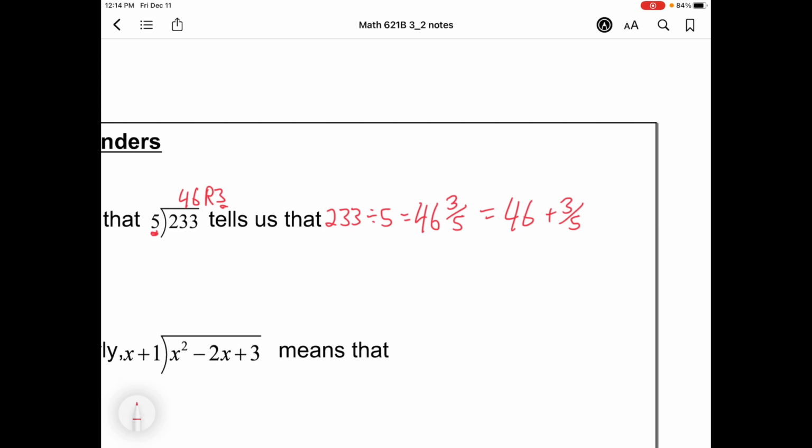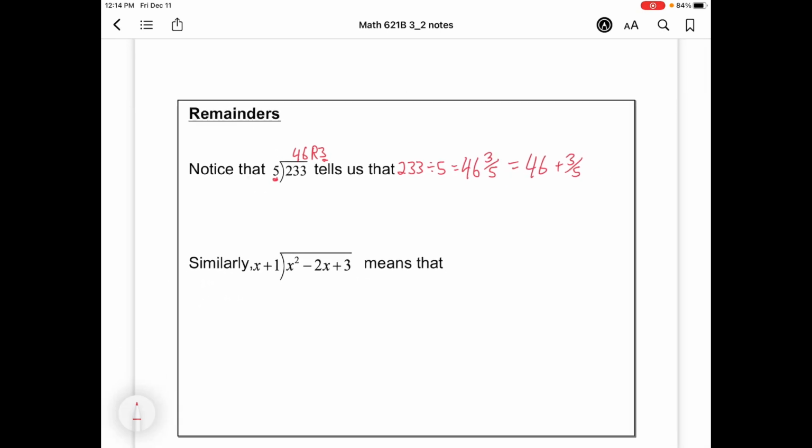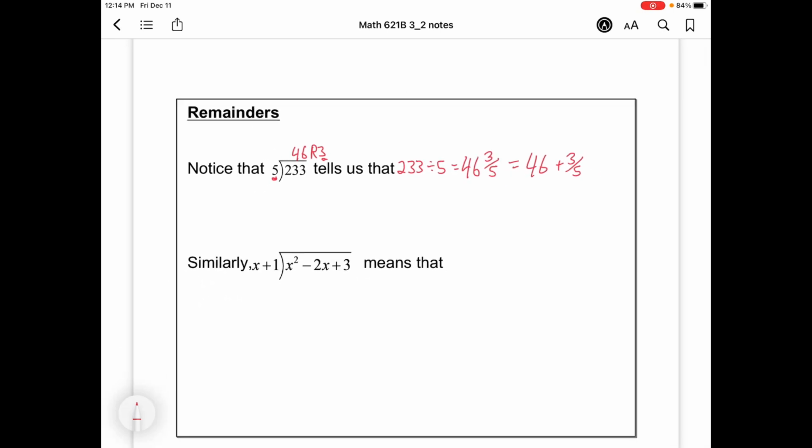Okay, so what does that mean if we do polynomials? If I divide this polynomial, and you're going to learn how to do this division in a couple of minutes here, but for now, just take my word that it gives you x minus 3 with a remainder of 6. What that would tell us is that this polynomial divided by this polynomial equals this part up here, the x minus 3, plus some leftovers.